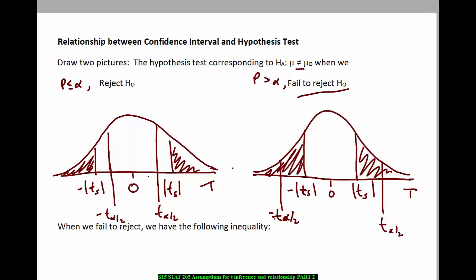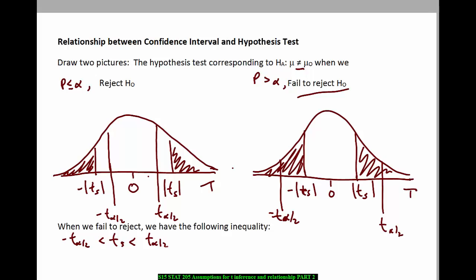Let's take a look at the fail to reject scenario. When we fail to reject, it doesn't matter whether that original test statistic was negative or positive. It is somewhere between negative t of alpha divided by 2 and positive t of alpha divided by 2. So we have the following inequality when we fail to reject. We have that negative t of alpha divided by 2 is less than your test statistic, which is less than the positive t of alpha divided by 2.